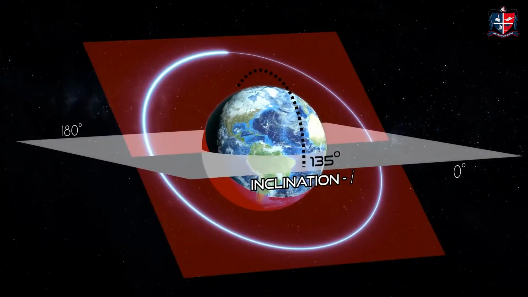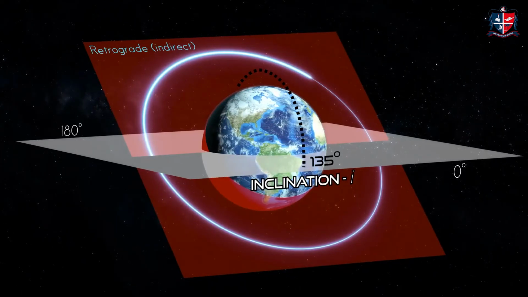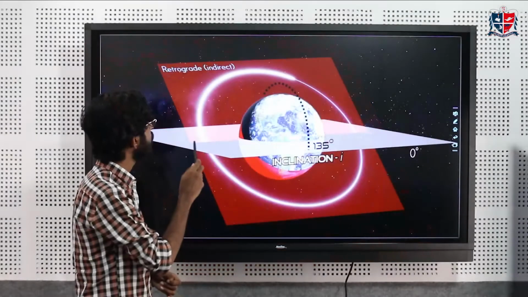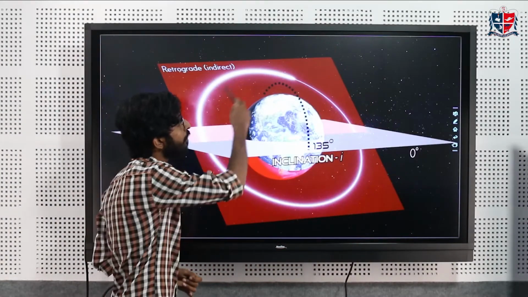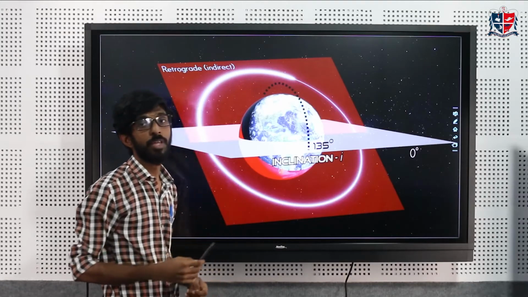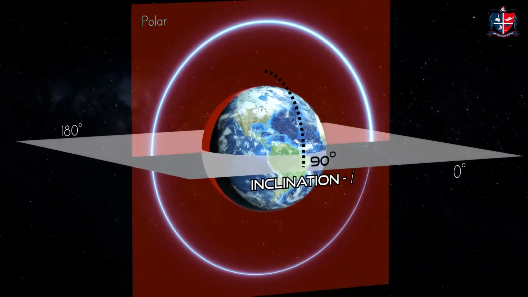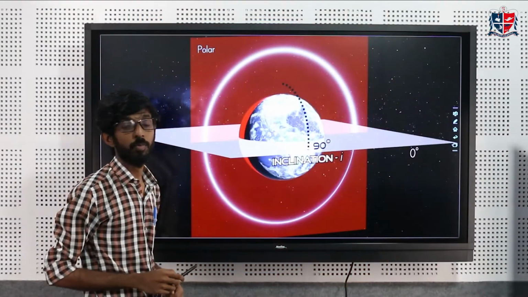If the angle is above 90 up to 180, something like 135 degrees, it is called retrograde. That is, the motion of the satellite will be opposite to the motion of the Earth. And if the inclination is 90, it is called a polar orbit.